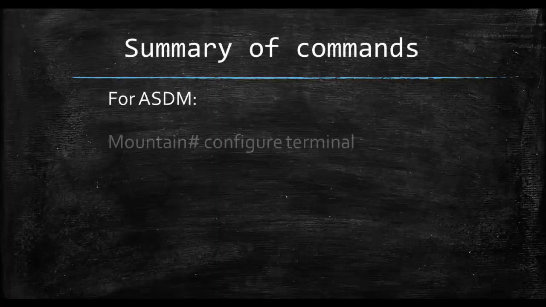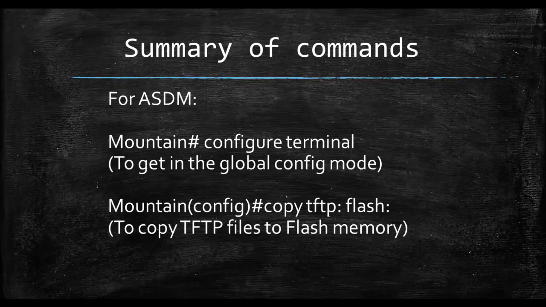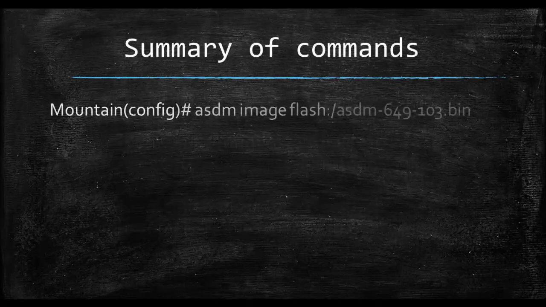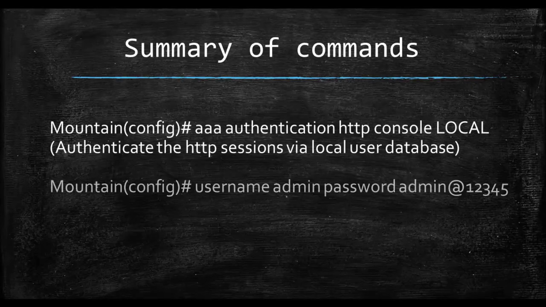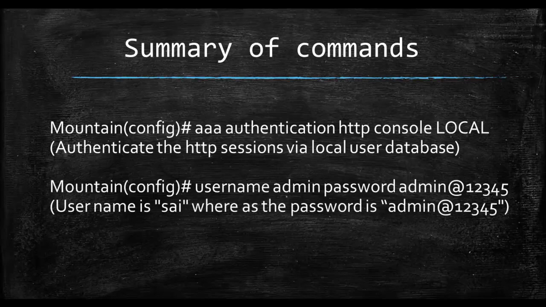Okay, so first was configure terminal to get in the config mode. Then the second one, this is for copying from TFTP to flash, and then the image file which you wanted. Then this one was the ASDM image in flash, to tell which image in the flash we should use for ASDM. Okay, then in the second phase we said please enable the HTTP server. Then we told ASA whom it should provide access to, from which interface, on which port. And then second last, we told ASA to authenticate HTTP from the local database, and then we created a username and gave him a password.